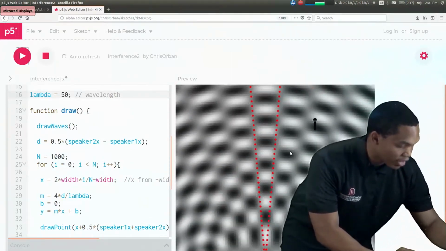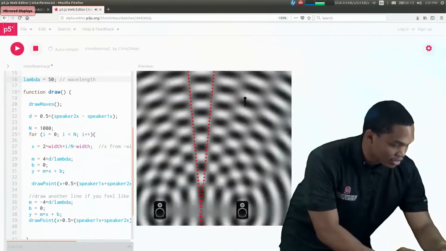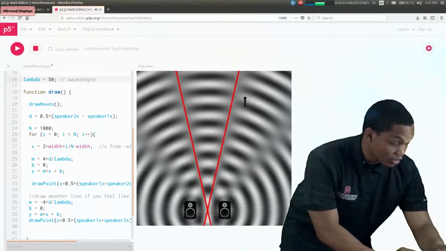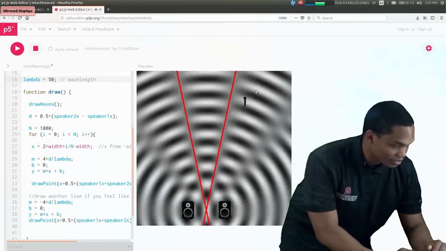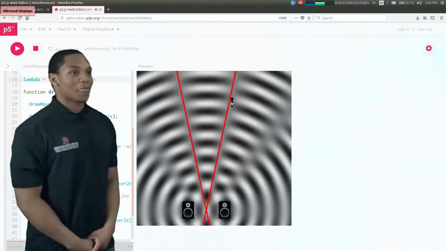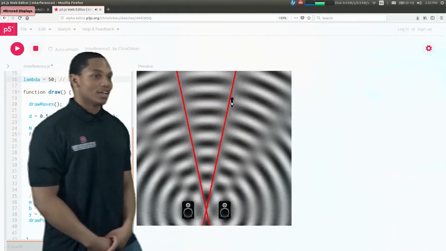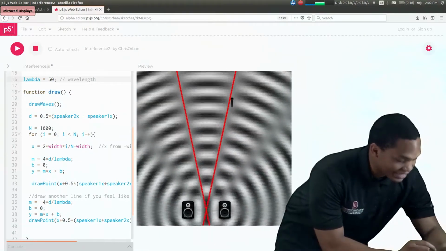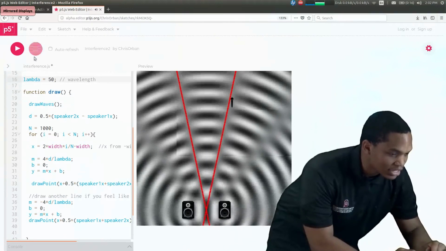So let's play around with the speakers a little bit. And even as we do that, the lines still match perfectly. So it was really fun to play around with these, honestly. I like it. So anyway, let's pause it.